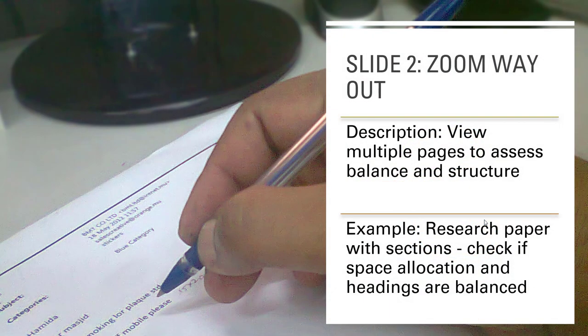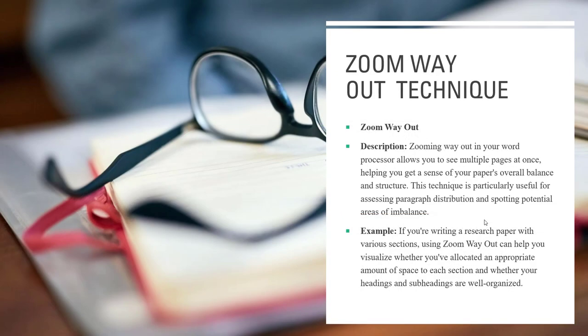The zoom way out technique. View multiple pages of your paper to assess the balance and structure of your essay. So you could look over your research paper in sections and check to make sure that each paragraph has the same number of sentences. So the zoom way out technique.